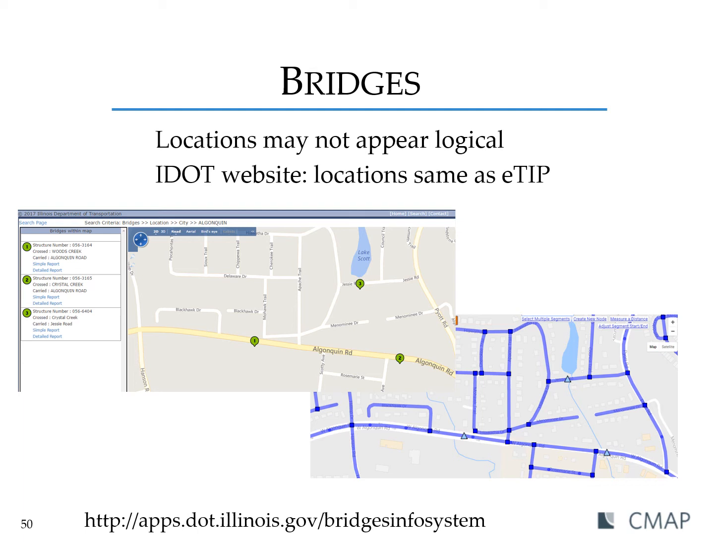Bridges are the one location that may not appear super logical. In instances where there may be multiple bridges in close proximity, it may be difficult to differentiate and determine which bridge is part of the project. So to determine the appropriate bridge to select, you'll want to go to the IDOT website, which is listed at the bottom of this slide. The bridge locations on the IDOT website are the same as in the eTIP. However, the IDOT webpage provides information about each bridge, which allows you to match the correct bridge symbol in the eTIP map to the correct bridge in the project.